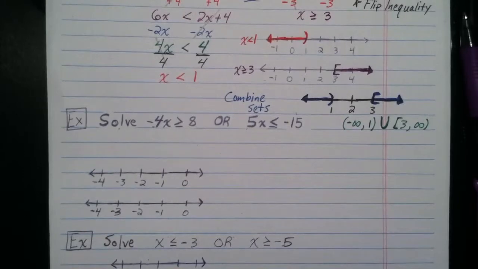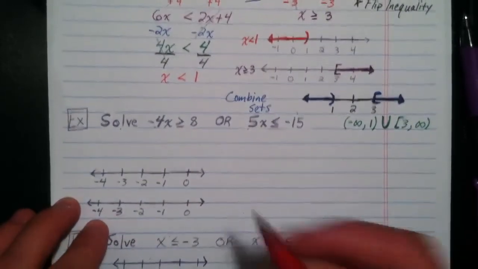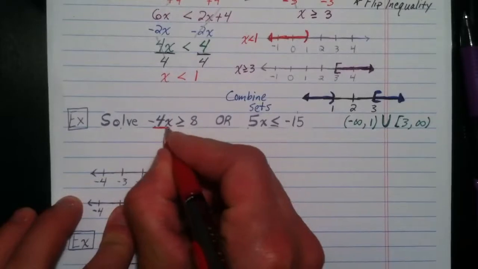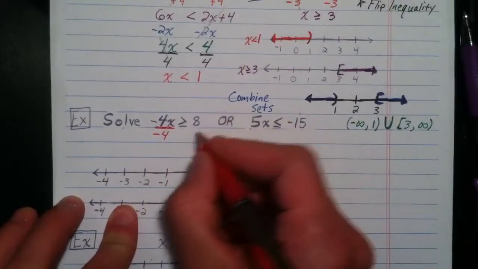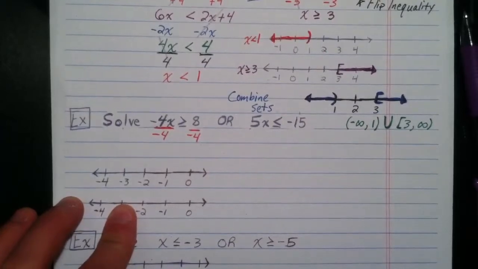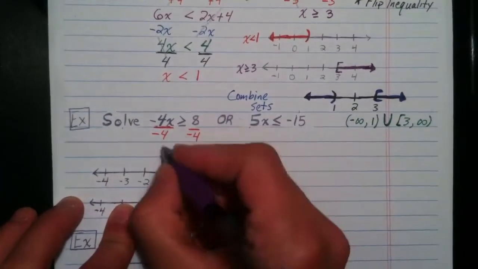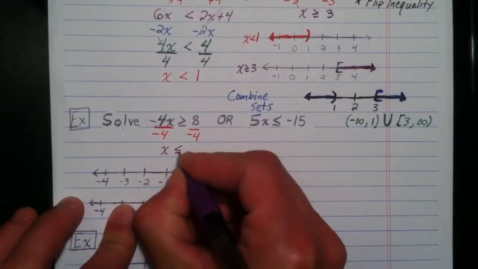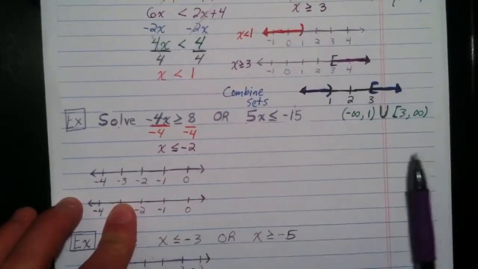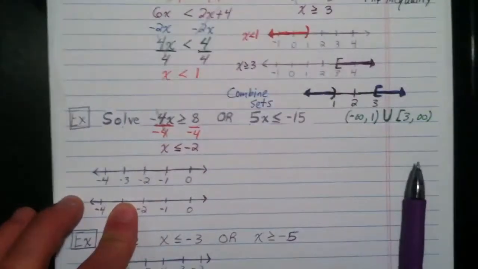Our next OR statement has negative 4x greater than or equal to 8, or 5x is less than or equal to negative 15. So go ahead and solve these. You can do that in one step here. Divide by the coefficient to get x by itself. So we're dividing by negative 4. And when we do that, we have to flip the inequality, and we get x is less than or equal to negative 2. Cancels out the negative 4.